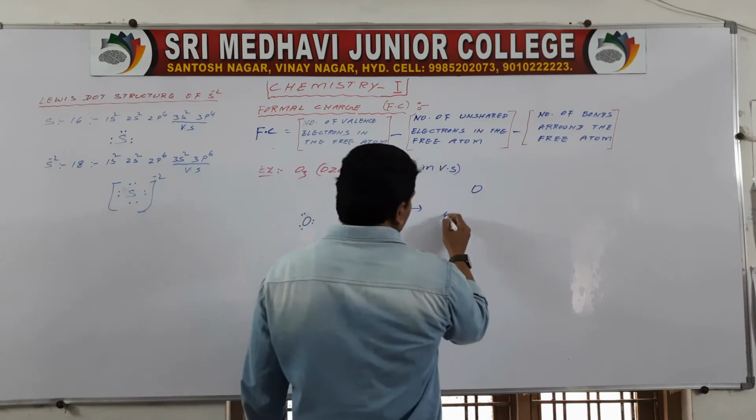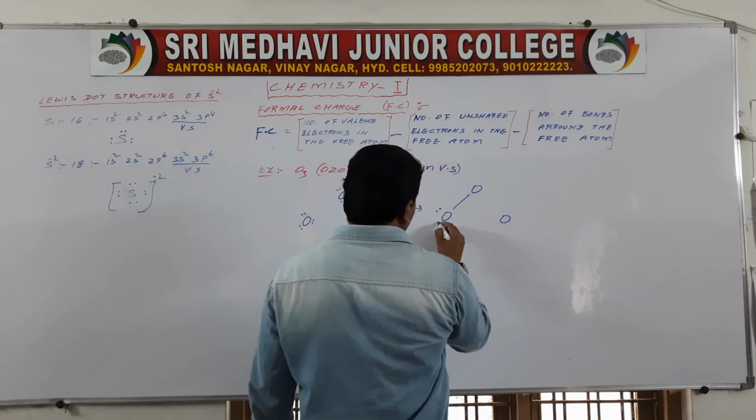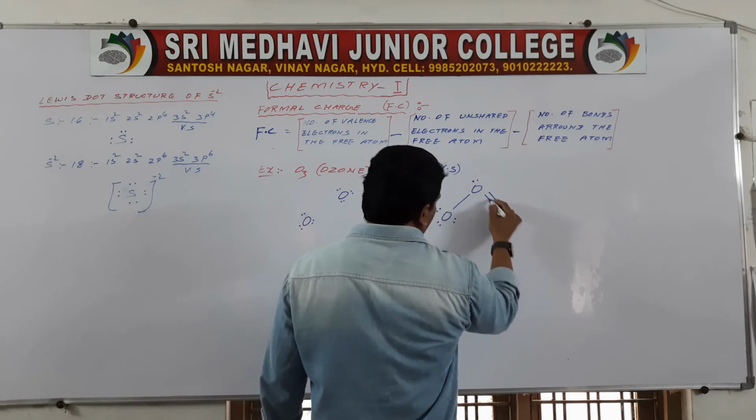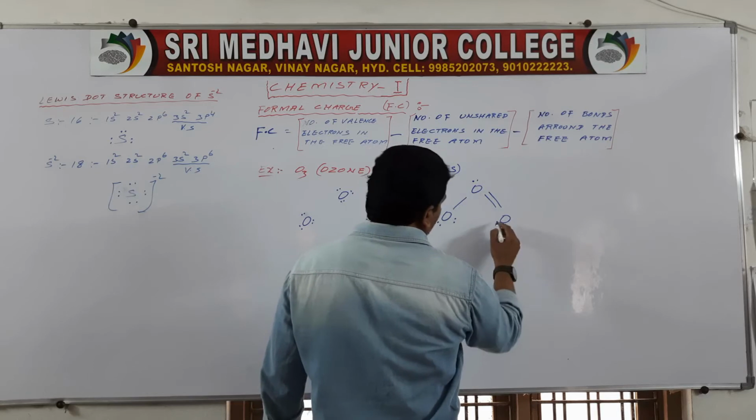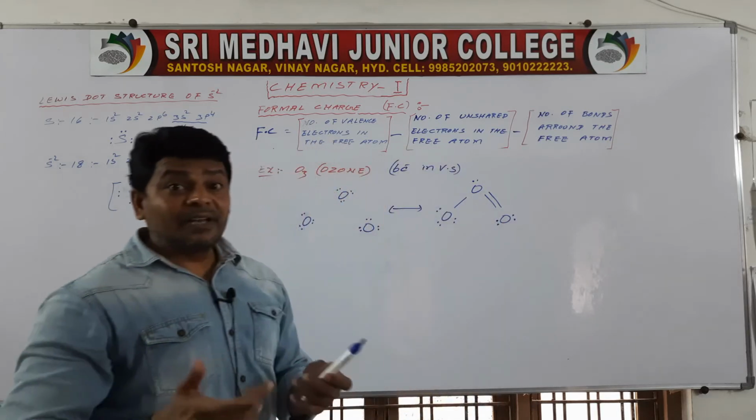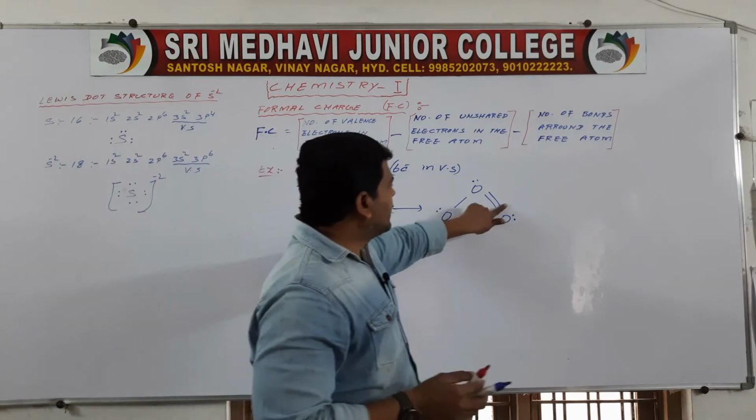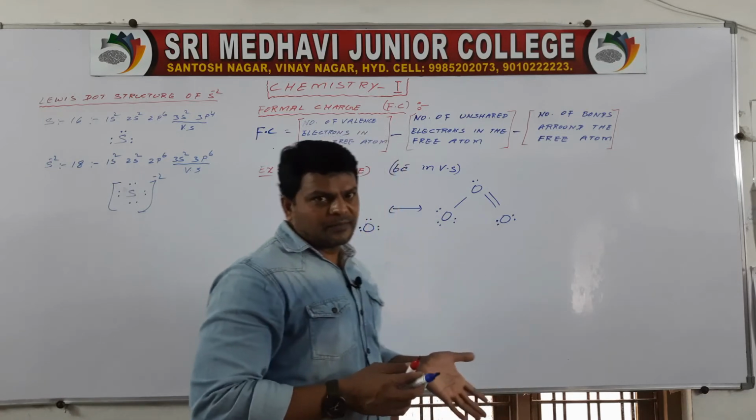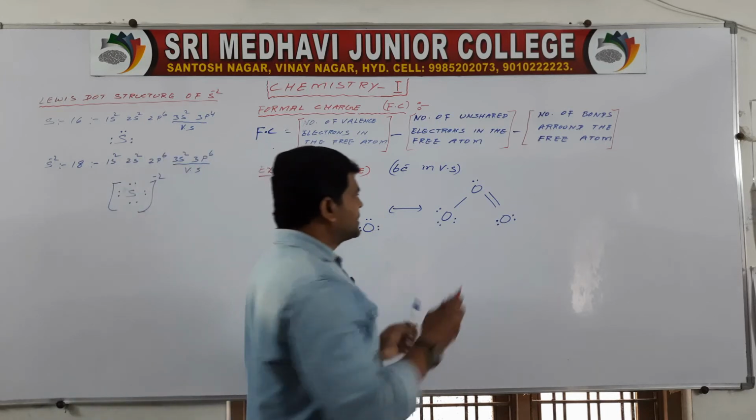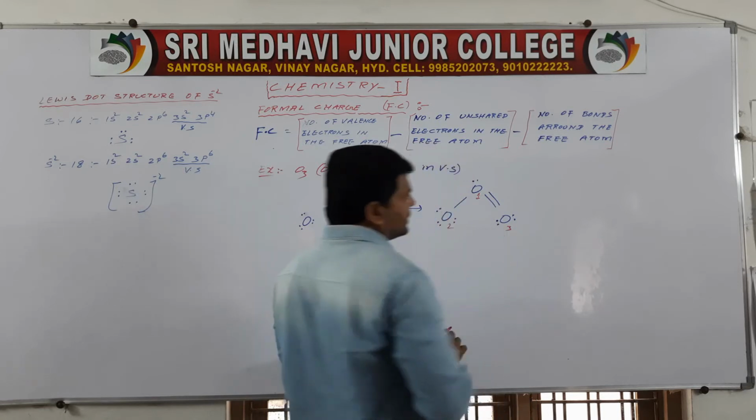Oxygen and oxygen, single bond, here 1, 2, double bond 1, 2, 3, 4. See here, unequal sharing. Due to unequal sharing, some atoms get a positive charge and some atoms get a negative charge. So which atom gets positive charge and which atom gets negative charge, we are going to discuss. It is the first one, second one, third one.